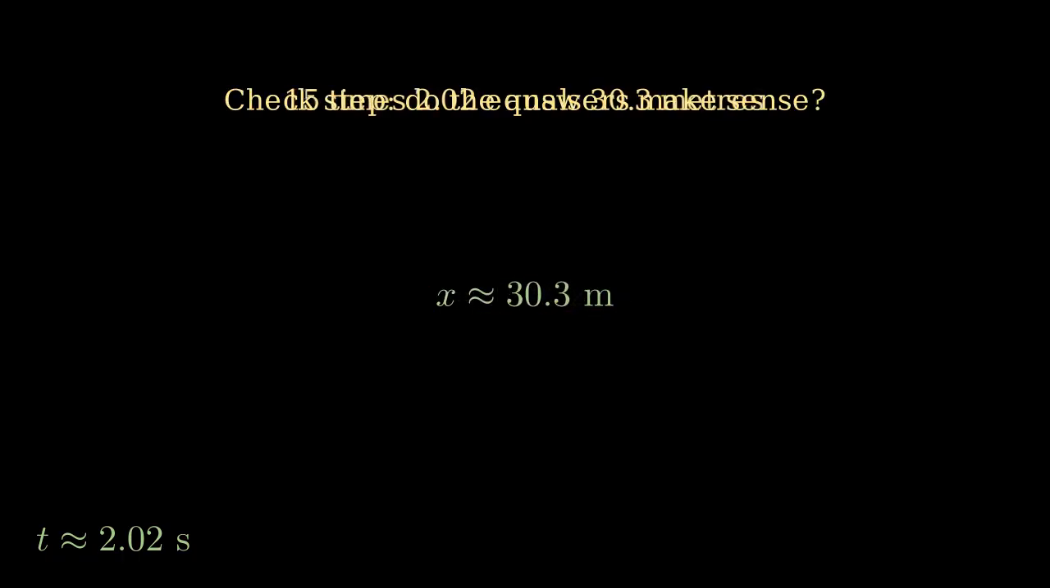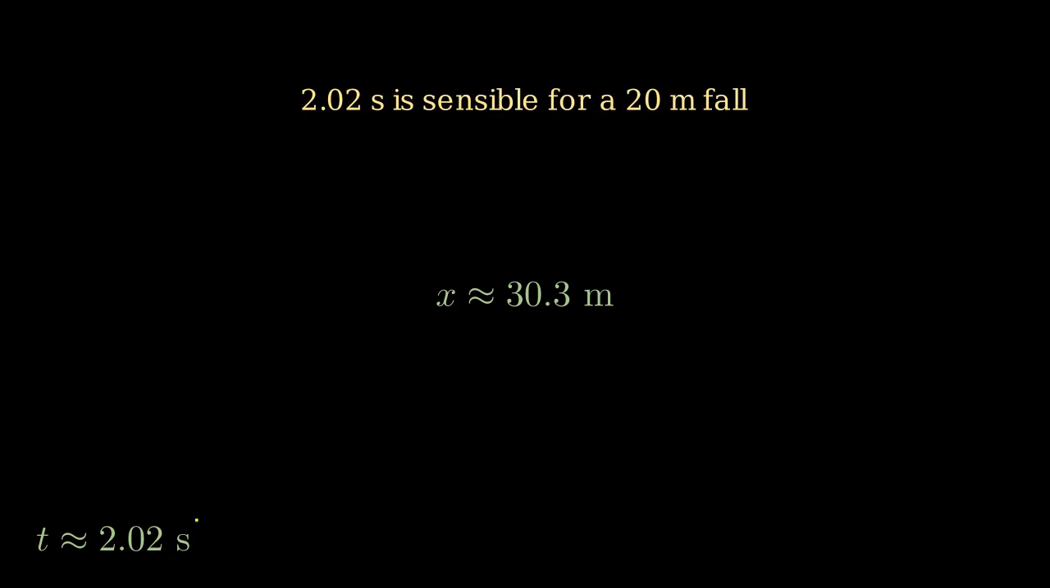Now for the check step, we confirm that both answers make sense. 2.02 seconds is a small, sensible time for a 20-meter fall under gravity, so the vertical answer looks correct. 30.3 meters is a reasonable horizontal distance for a ball moving at 15 meters per second for about 2 seconds, so the horizontal answer also looks correct.